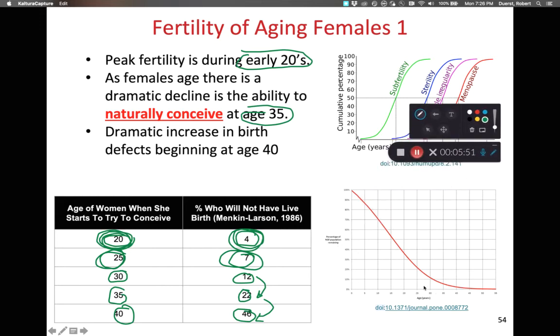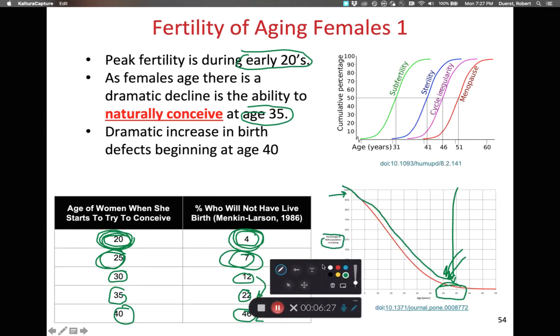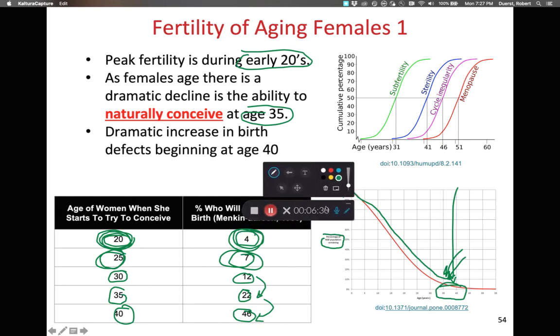This dramatic decline in fertility corresponds to this slope here. And usually it starts to bottom out at the ages of 35 to 40. In terms of the y-axis, this is the percentage of the population remaining, which you can think of as a rough approximation to overall fertility. So up here at the high end of the y-axis, we have most females being highly fertile, and on the lower end, we have most females being highly infertile or incapable of natural conception.